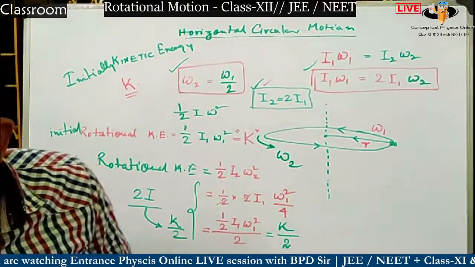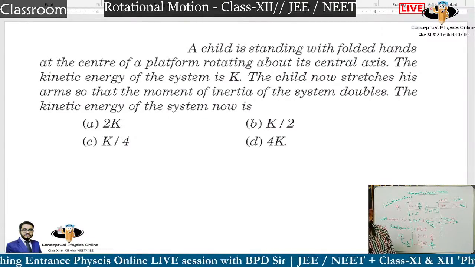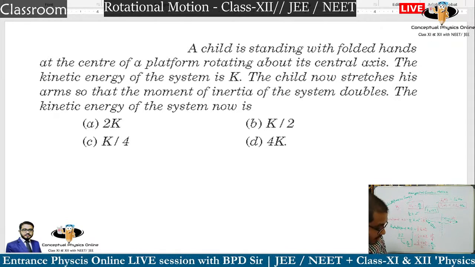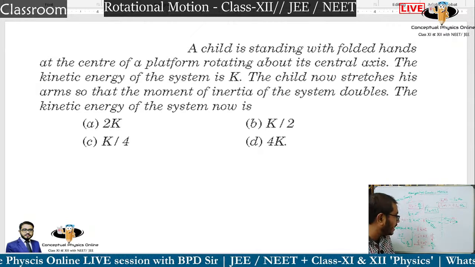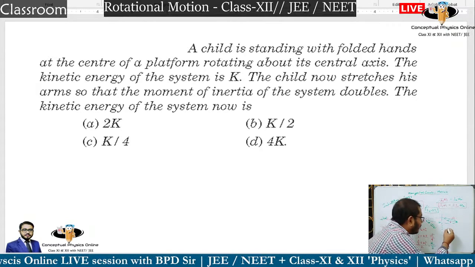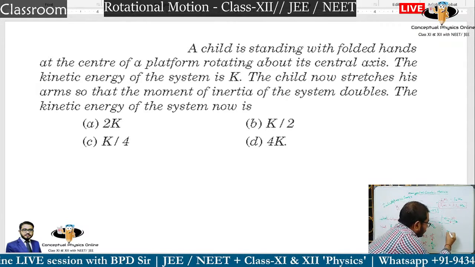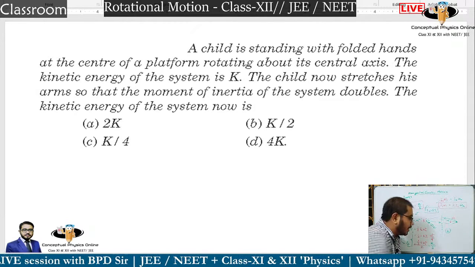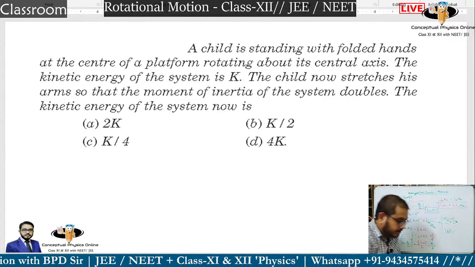So let us see the given question over here. Among the 4 given options for this question, you can easily identify that option B will be the right choice.